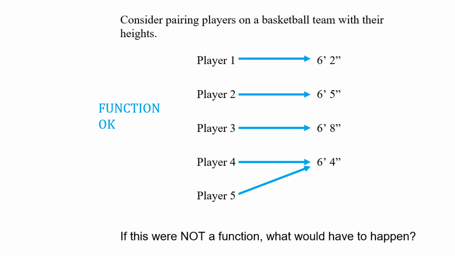So the first player on the team is 6'2". The second player is 6'5". Notice that there's two different players that are both 6'4". That's okay. You measured the players. They are as tall as they are. What would not be okay is if player 2 was both 6'2" and 6'8". That wouldn't be okay because you don't know how tall player 2 is. It's got two different heights for the same player.